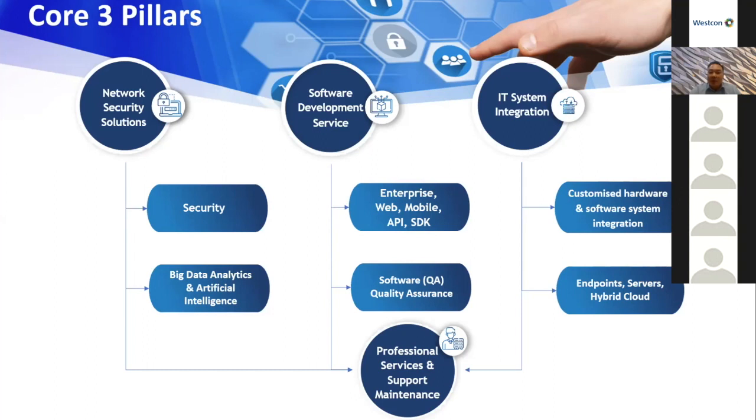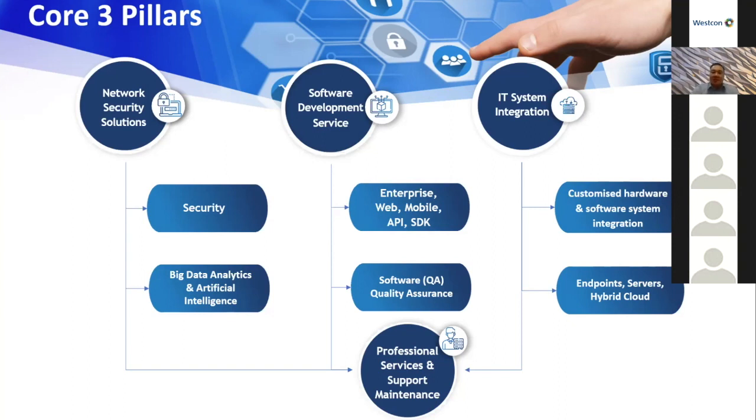As for the third pillar, we have the IT system integration. Under this pillar, as you can see, it is customized hardware and software system integration. What this means is that, as I mentioned earlier, we have a software team, and we will integrate with hardware that can be purchased off the shelf. An example would be face recognition CCTV, together with our software development. We can develop software to integrate with the CCTV itself. So in a package, we can provide face recognition CCTV together with the software package to the client.